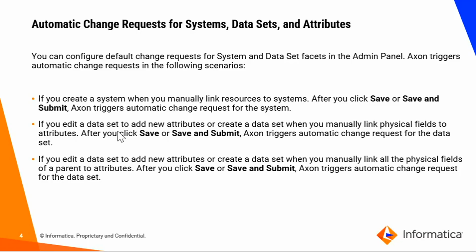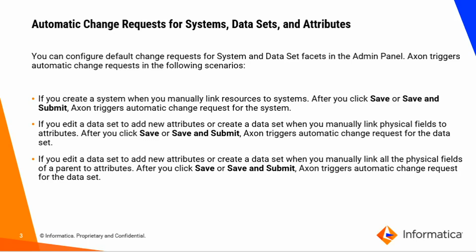To summarize, we have seen three scenarios. One, creating a system from Manage Catalog Links and clicking on save and submit, which automatically triggered the change request for the corresponding system. Two, creating a dataset from the Manage Catalog Links page and clicking on save and submit, which also triggers the same workflow for the corresponding dataset. Third is that when we associate a physical field to an attribute in Axon by choosing the new from field, a default change request for editing an object will be triggered under the dataset.